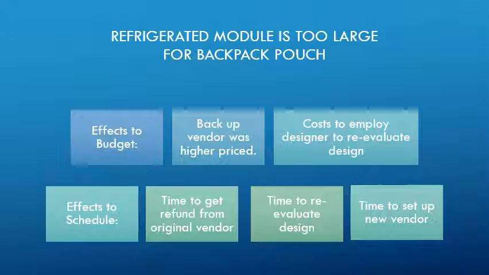We also incurred costs to ship the modules back to the original vendor to be refunded. The vendor did refund all our money, but did not reimburse us for the additional costs incurred to ship the products back to them. Furthermore, adverse effects to the schedule also occurred from the time to get the refund from the original vendor, to the time to reevaluate the design, and the time invested in setting up a new order with rush delivery from the new vendor.